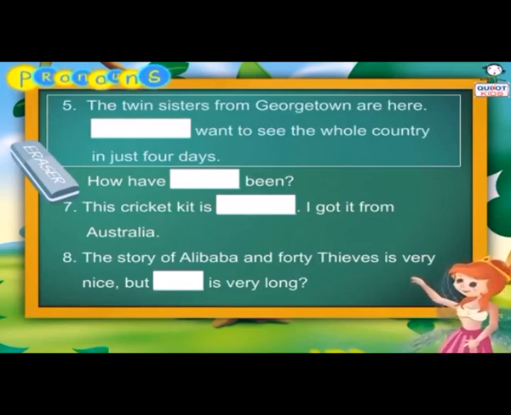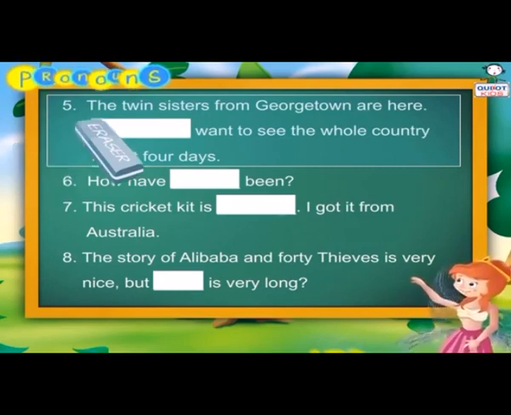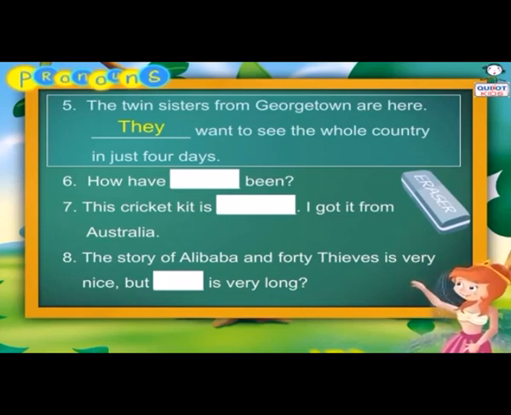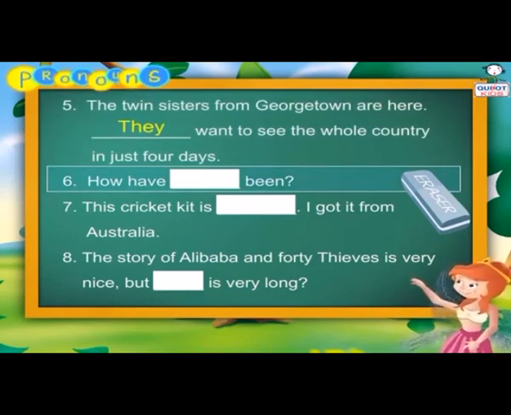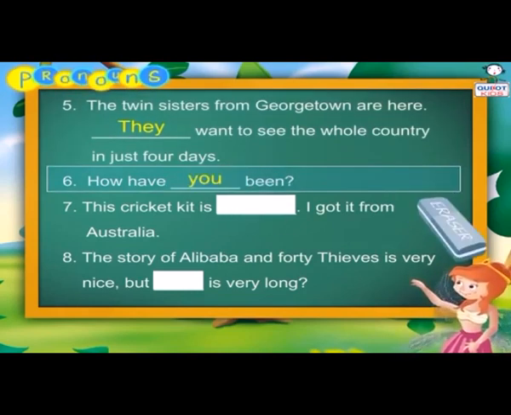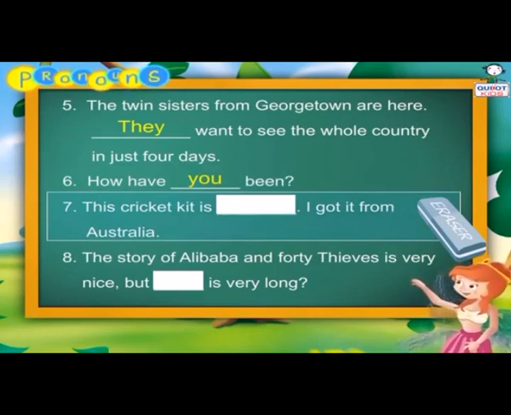The twin sisters from Georgetown are here. Dash want to see the whole country in just 4 days. They want to see the whole country in just 4 days. They is pronouns. How have dash been? You. How have you been? You is pronouns.